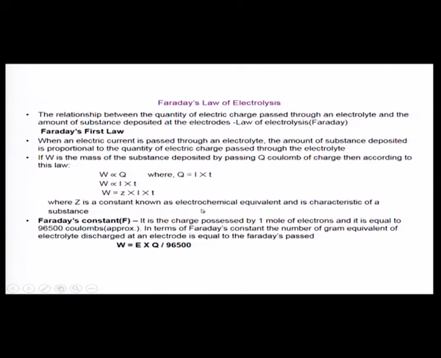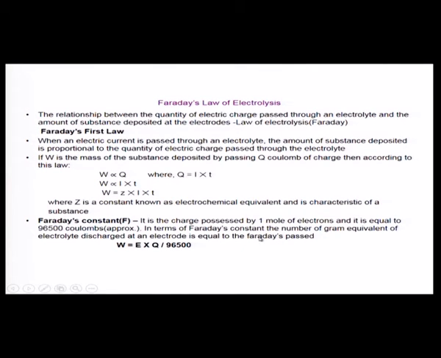Here the constant is known as electrochemical equivalent, and it is characterized by a particular chemical substance getting discharged at the electrode. So, the Faraday's constant F value is the charge possessed by 1 mole of electrons, and it is equivalent to 96,500 coulombs approximately.